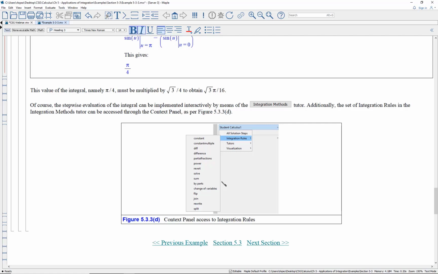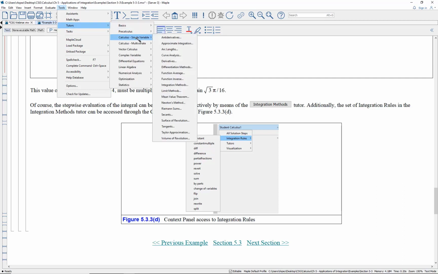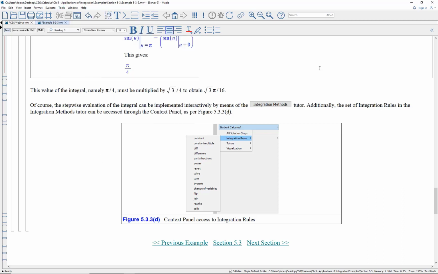There is also the methods tutor, so single variable calculus, integration methods. This tutor right here would do the same thing, give you access to the steps, just the way the differentiation methods tutor did.